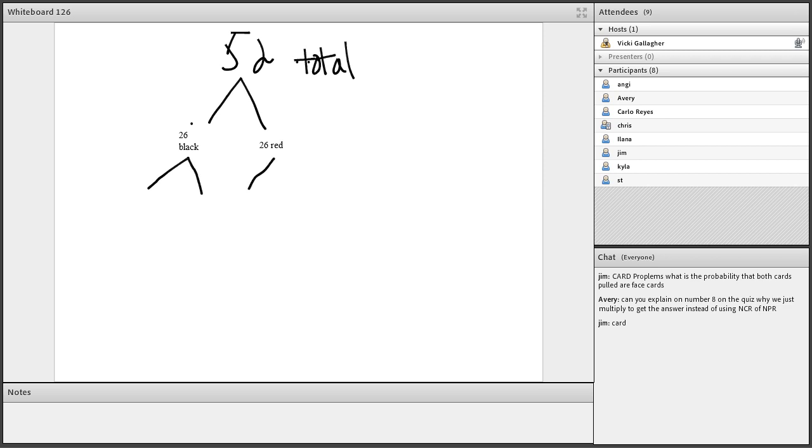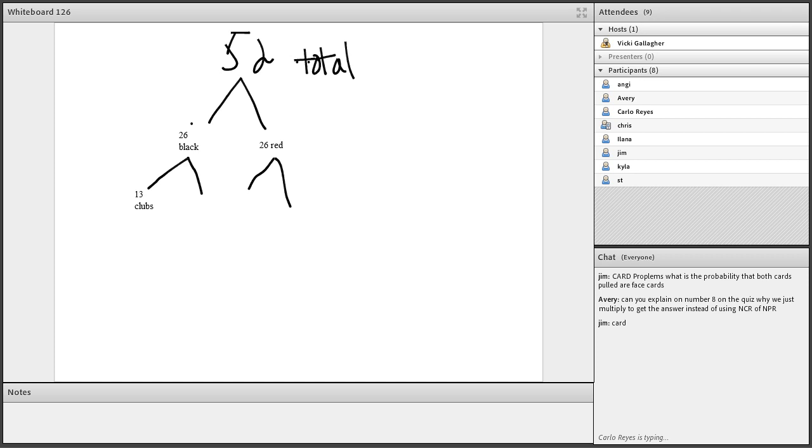And then from there, the black cards get split again, and the red cards get split again, half and half. It's always half and half. And then there are 13. It keeps not wanting to work today. Okay. There are 13 clubs and 13 spades, and those are both black. Sorry, guys.